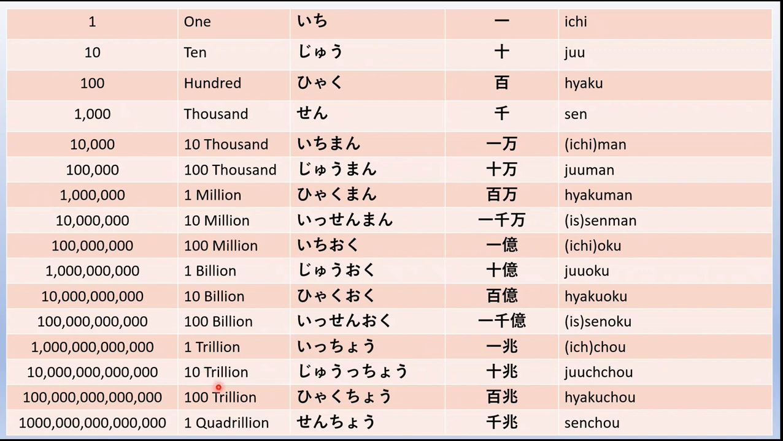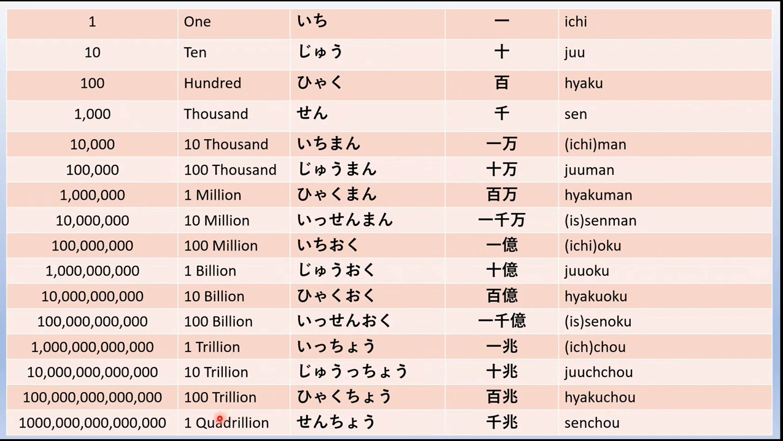10 trillion will be jucho. Jucho means 10 times of cho. So this is the kanji of 10 and this is the kanji of cho. Jucho, and then 100 trillion will be hyakucho. Hyakucho, 100 times cho, will be hyakucho.